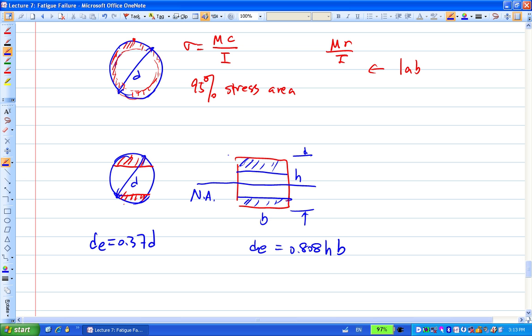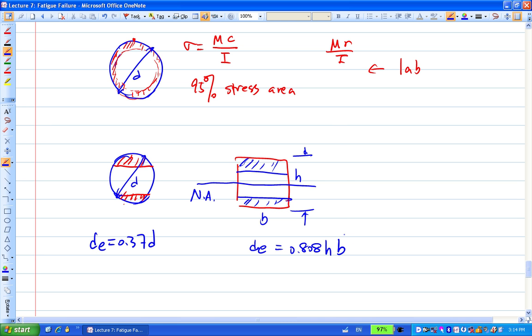This is not very common in our case, and we don't do much of it. Usually we deal with a circular shaft. But if you have a loading condition with a rectangular cross-section, not rotating, subjected to completely reversed bending, and then it's fatigue loading, then when you calculate your KB, you use your D with this 0.808 HB.